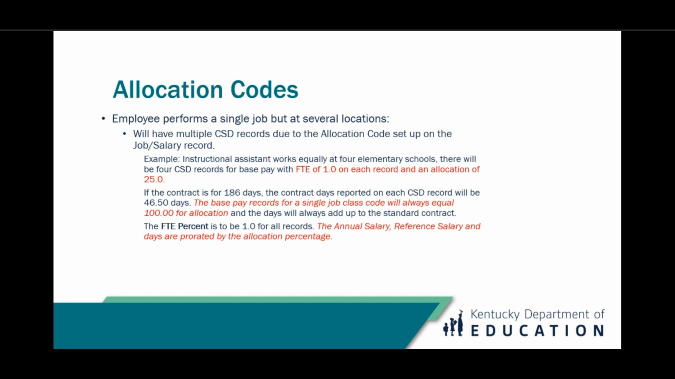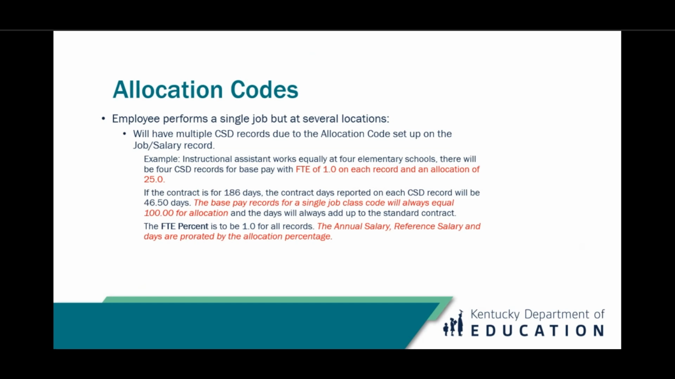So we're going to jump into the thing that I think is the thorn in everyone's side when it comes to doing CSD or PSD. It's your allocation codes. The example here is an employee who performs a single job but at several locations. They will have multiple CSD records due to the allocation code set up on the job salary record. An example here, and we're going to have a graphic that's going to help you understand that coming up as well, is that we have an instructional assistant who works equally at 4 elementary schools.